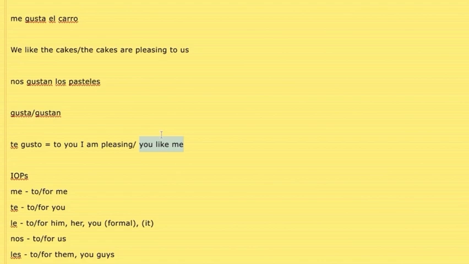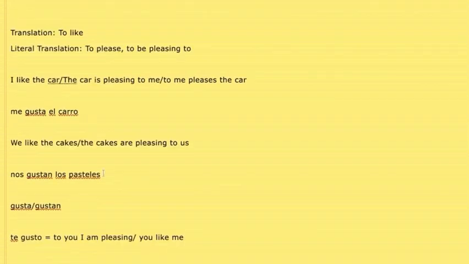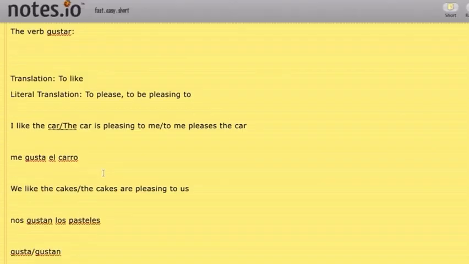If you want to say you like me in terms of just straight up liking me, like getting along well with me, we'd have to say te llevas bien conmigo. Something along those lines. A couple different ways to say it, but that'll probably be the most common. And so overall, you can see that the verb gustar is going to function a little bit differently in Spanish than in English. And because of that, we always have to be thinking, okay, what is receiving the pleasure and what's giving the pleasure in cases of liking.